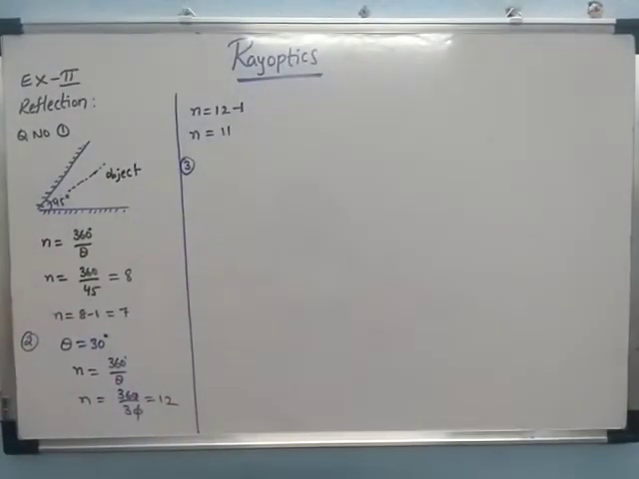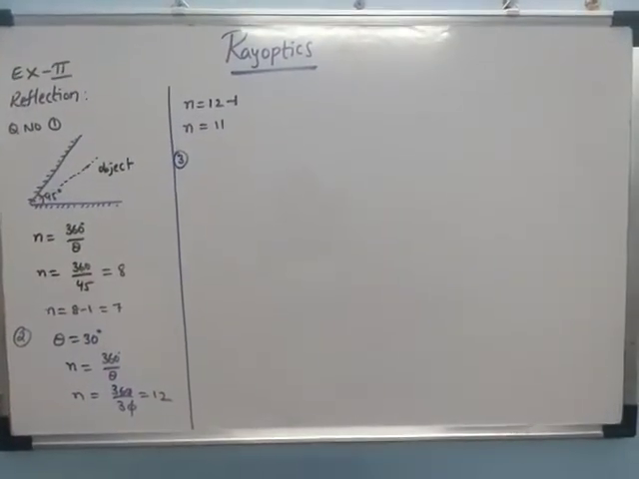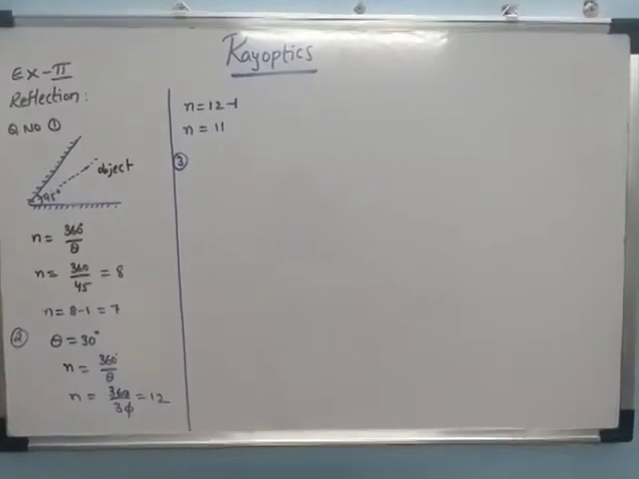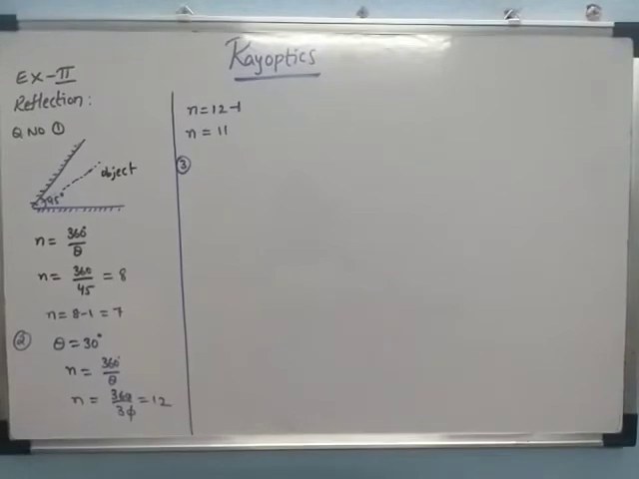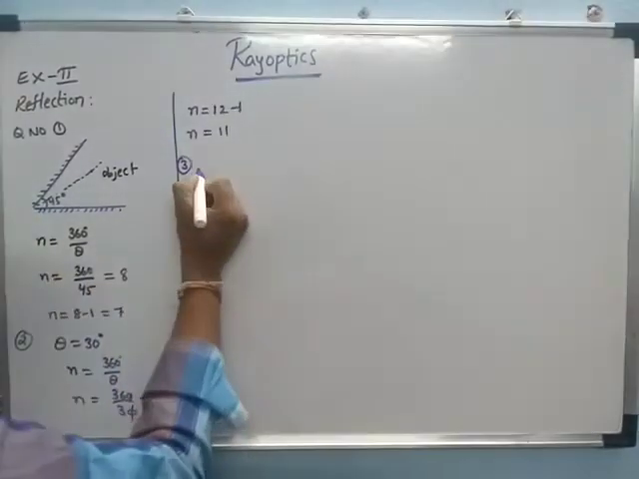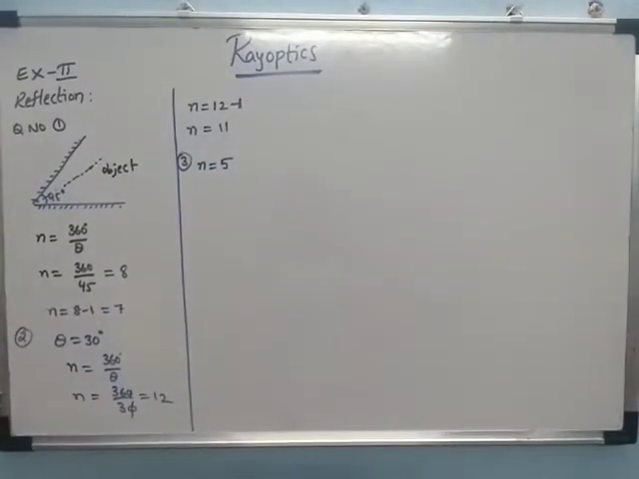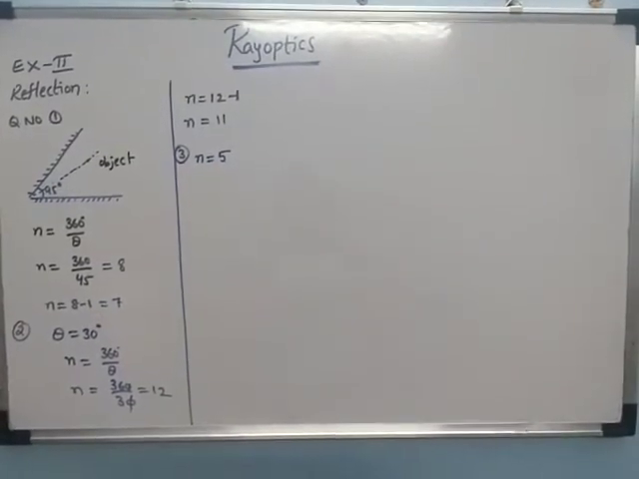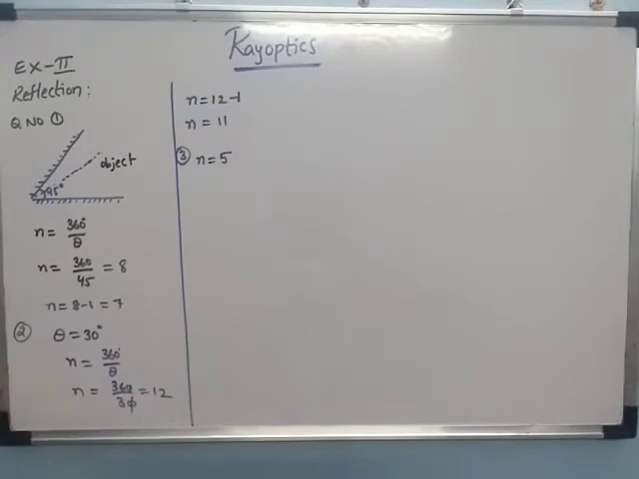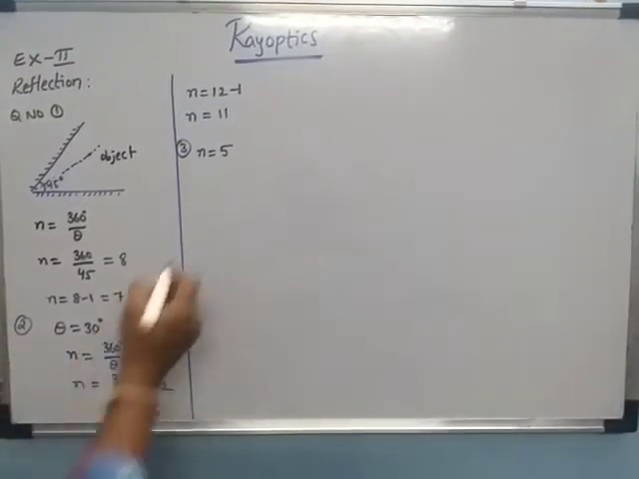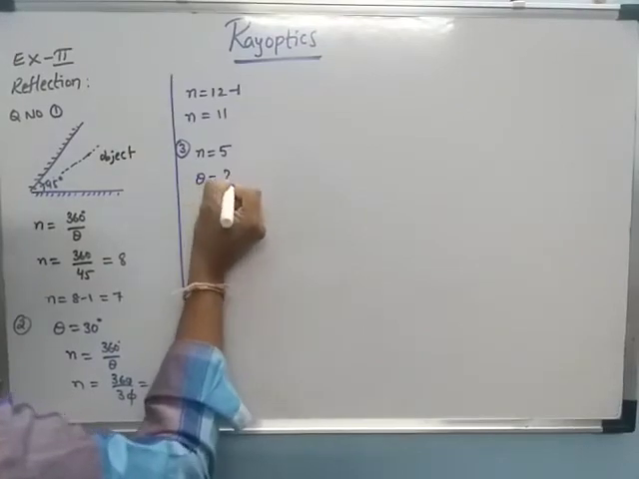Question number 3. To get 5 images of a single object, one should have two plane mirrors at an angle. Here the number of images is given, n is equal to 5, for a single object. We need to find theta.